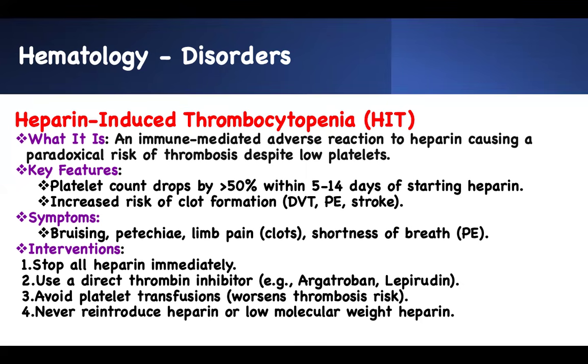So your intervention: stop heparin, use a direct thrombin inhibitor like argatroban, right? I call them argatroban; they have -bans as their last name. If they give you any anticoagulant that is not heparin, you'll pick it, right? Avoid platelet transfusion because it can worsen the thrombosis. The platelets are being consumed because of the heparin. So if you take the heparin away, they'll be fine. Never reintroduce heparin or low molecular weight heparin. That's what I mean by that.